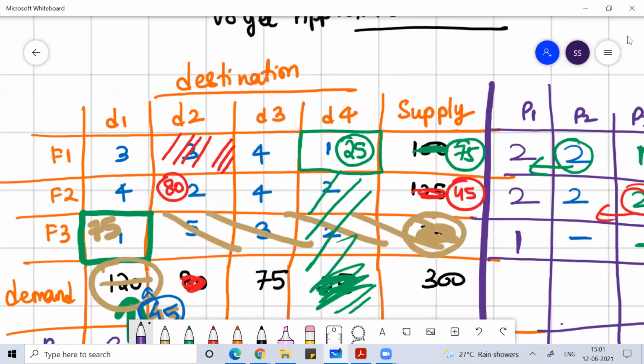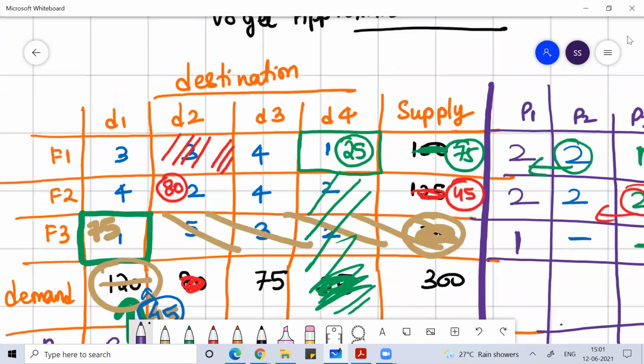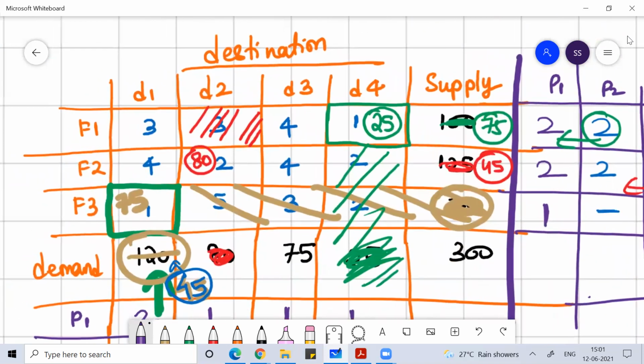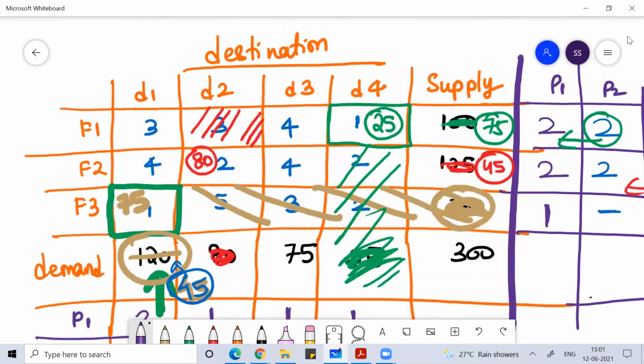The smallest element is 3, in the first column. So how much can you put? Supply is 75, demand is 45. So how much can you put, guys? You can put 45 here. If you put 45 here, nothing more can be done for this, so this 45 will get exhausted. The 75 left is 30.